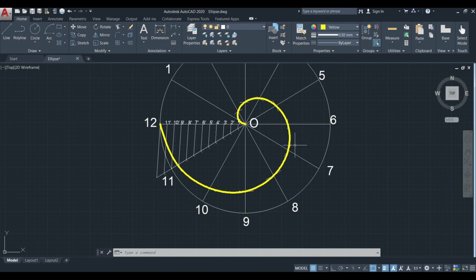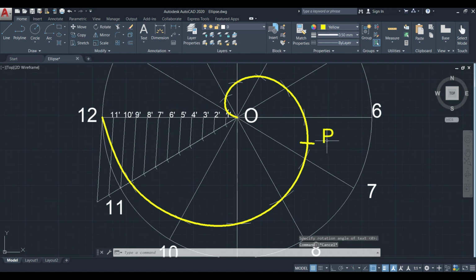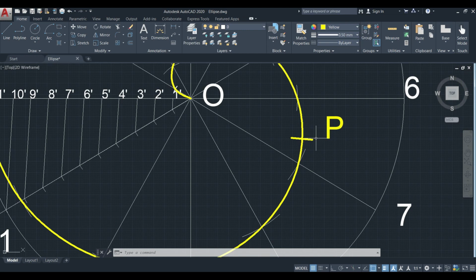Now we have to draw the tangent and normal at any point on the curve. So for that I am going to mark any point on the Archimedean spiral. Let's say this is the required point P on the intersection of this line and curve. So at this particular point I am going to draw the tangent and normal. For that, the first step is to draw a straight line connecting the point P here and O.